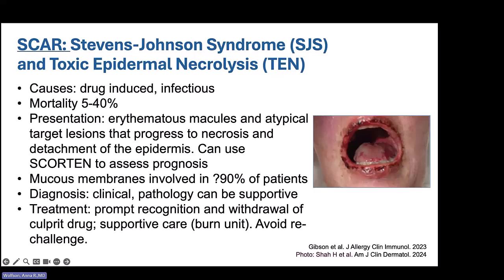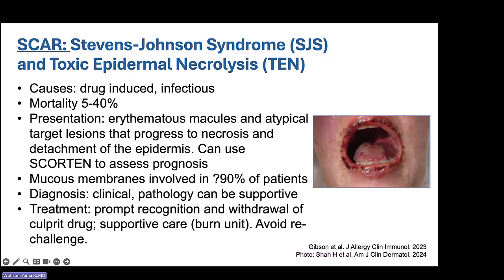So this is, again, an example of a SCAR. The mortality is between 5 and 40%. Again, the differential diagnosis does include infectious causes. The presentation is with erythematous macules and atypical target lesions that can progress to necrosis and detachment of the epidermis. SCORTEN is the scoring system which can be used to assess the prognosis. Mucous membranes are generally involved in patients.